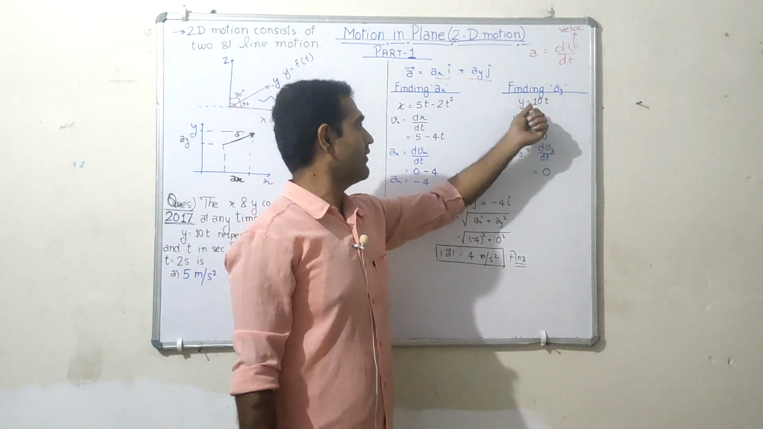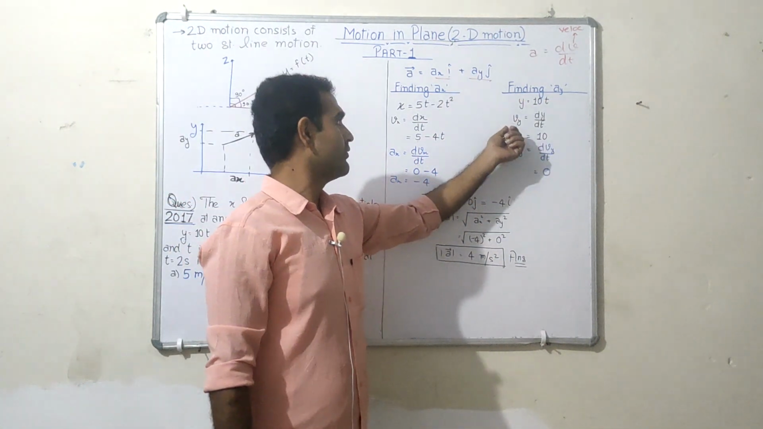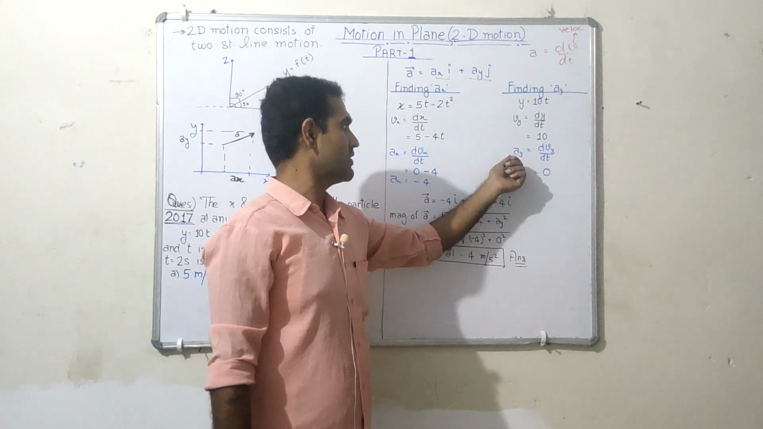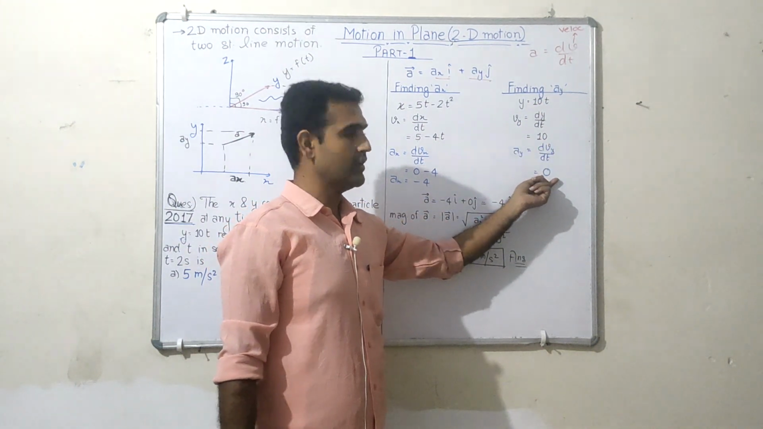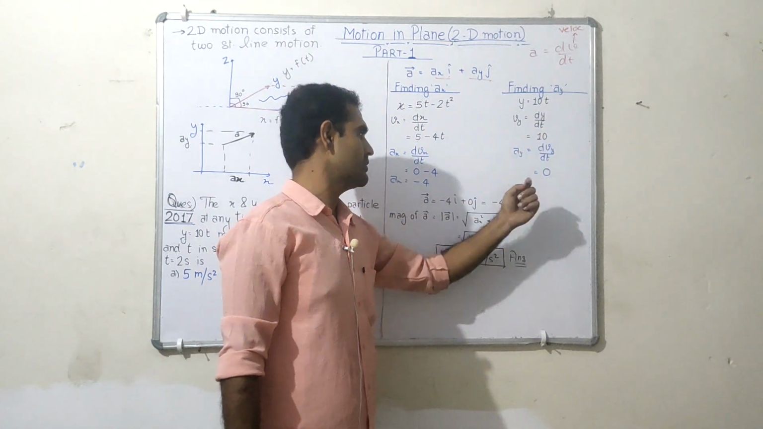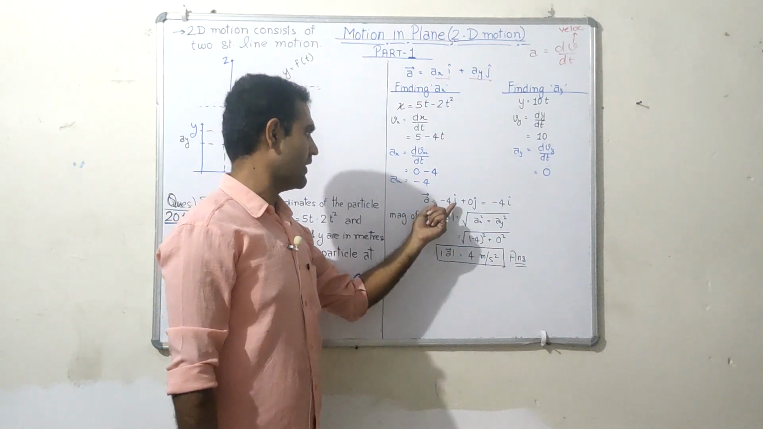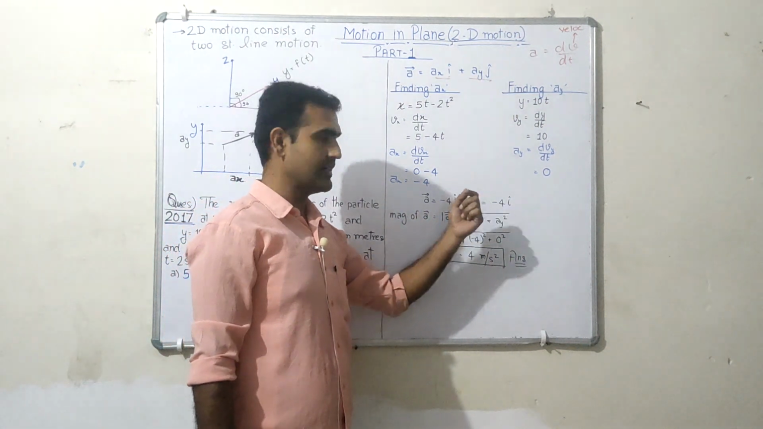Similarly, finding ay: y is equal to 10t, vy is equal to dy by dt. Differentiating it will give 10, and acceleration in the y direction, differentiation of this will give you 0. So acceleration is equal to minus 4i plus 0j, that is equal to minus 4i.